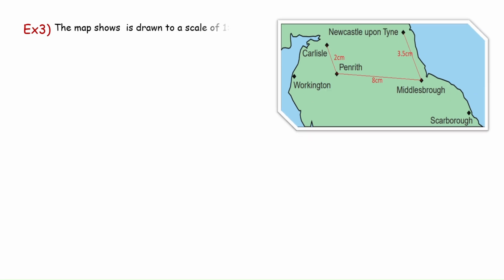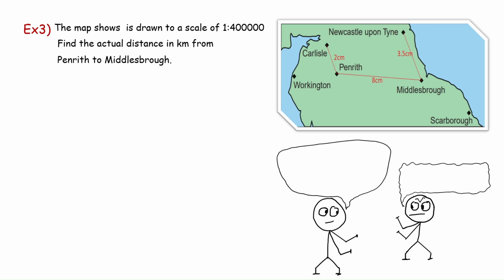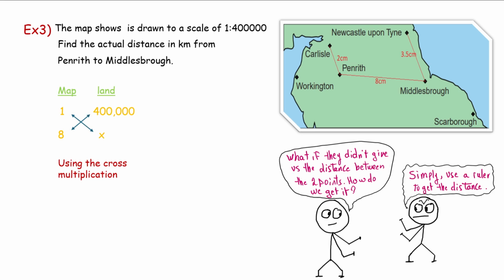Now, last example. Here we have a map drawn to a scale of 1 to 400,000. Find the actual distance in kilometers from Penrith to Middlesbrough. What if they didn't give us the distance between the places? How do we get it? Simply, we use a ruler to measure it on the map. Now, let's arrange the data as map and land in two categories. We put them in this way. X under land to be found. Of course, we find x using the cross multiplication.